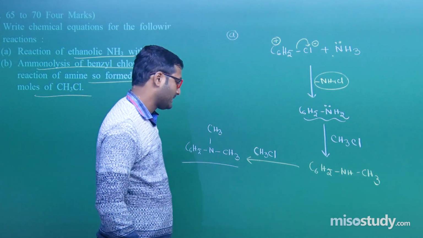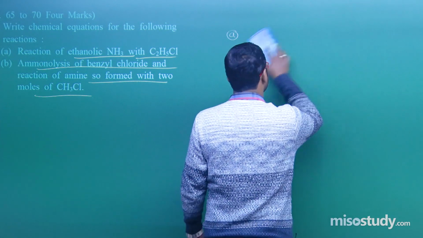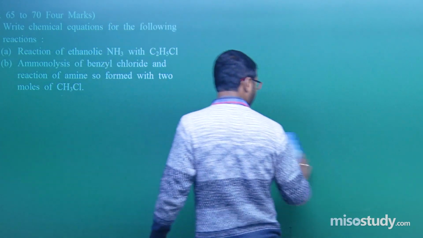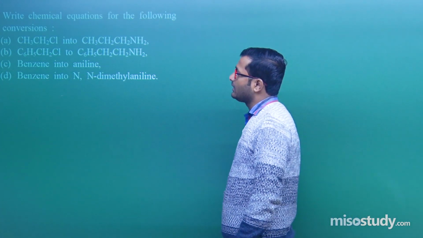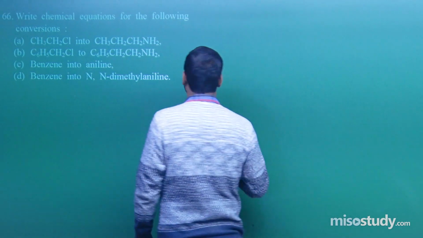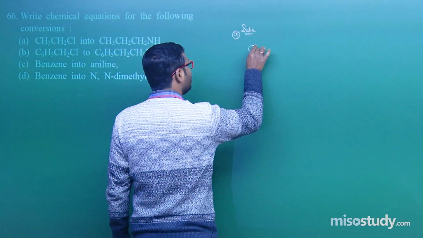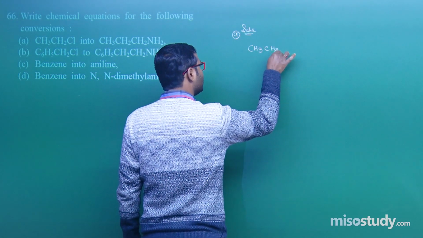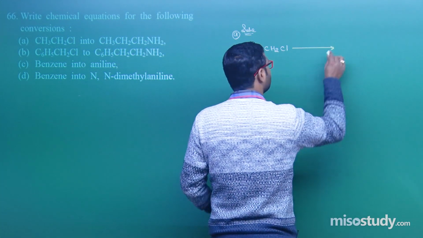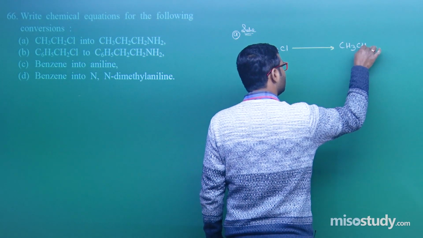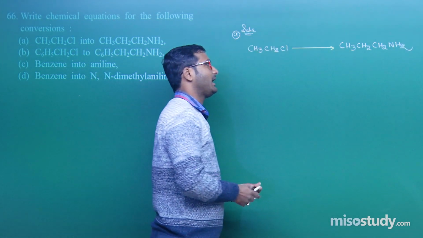Clear to you? Yes, sir. Now I am rubbing this part, and let's move to the next question. Now, what is the next question? Write the chemical equation for the following conversion. How to convert? It is given here CH3CH2Cl. You have to convert it into CH3CH2CH2NH2, chloride into amine. How to convert it?